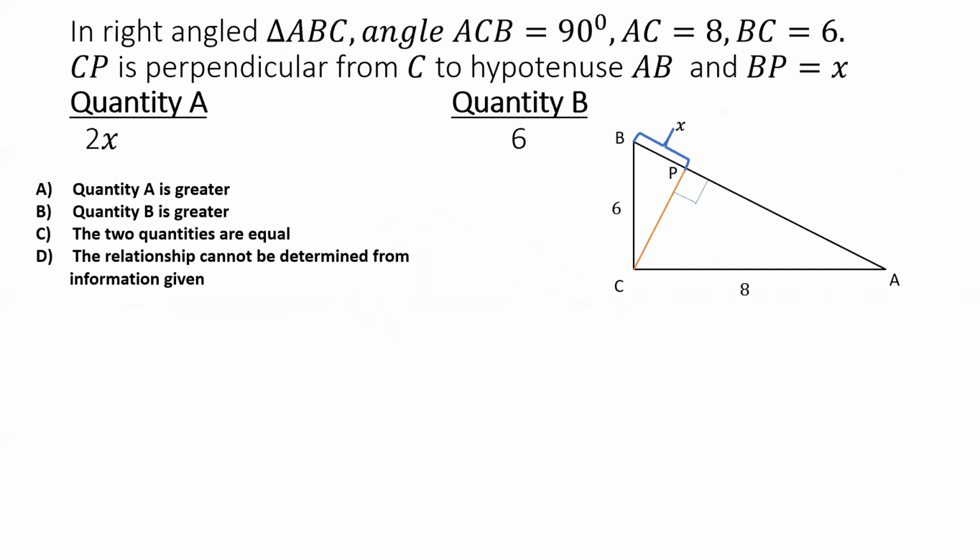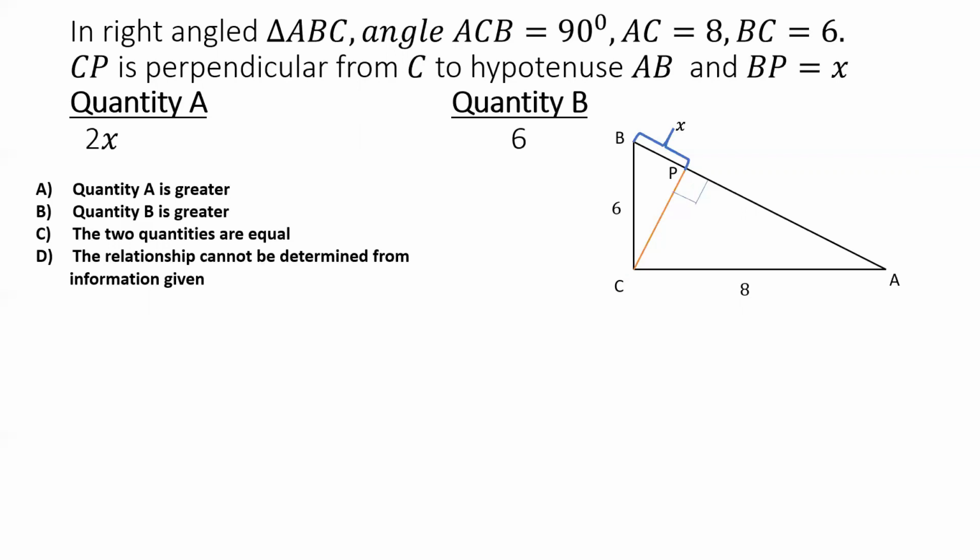So this is basically a problem of a right angle triangle. Angle ACB is 90. AC is given as 8. BC is given as 6. CP is the perpendicular from C to hypotenuse AB, and BP is given as x. And you are asked to compare two quantities. Quantity A is 2x and quantity B is 6.